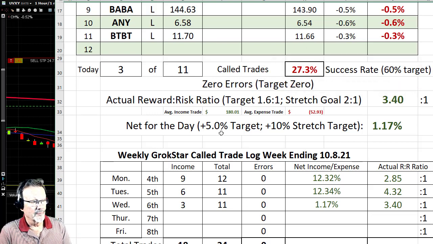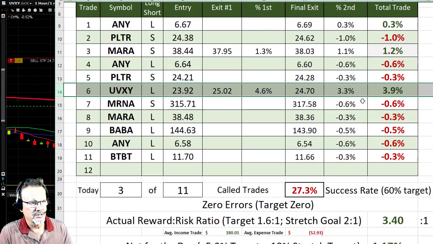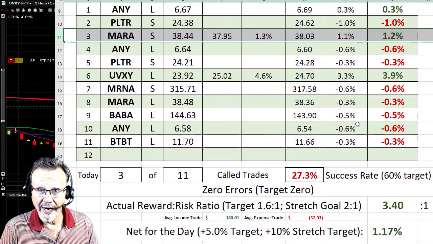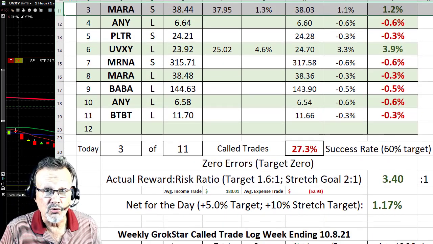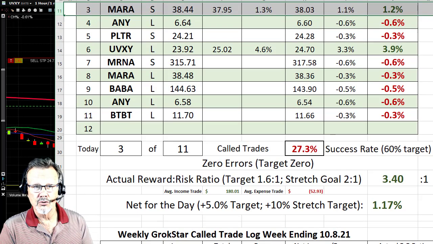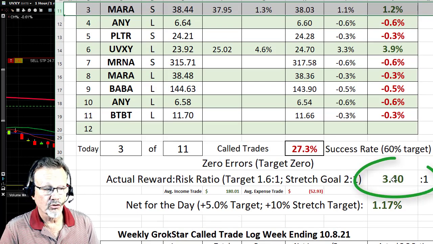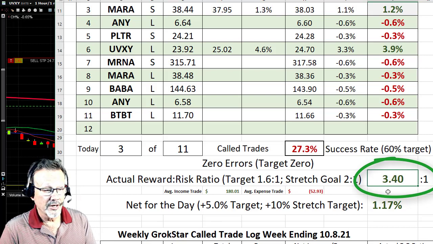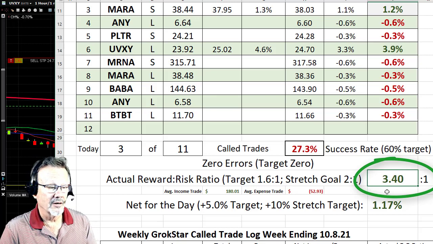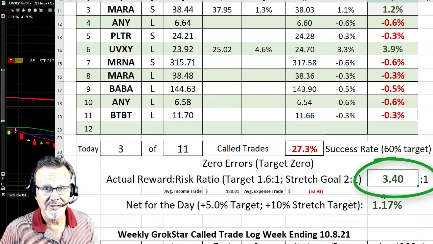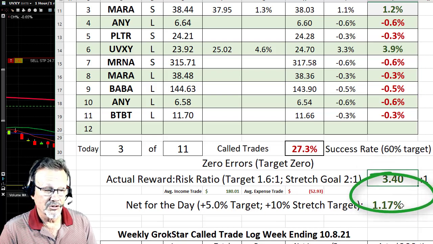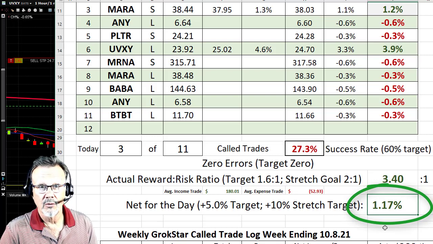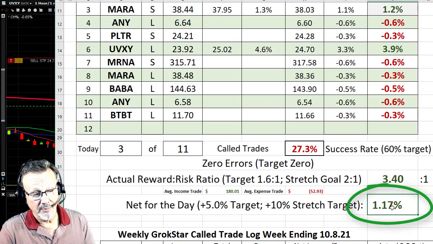Didn't happen today, but because of these 2 big trades that I was able to let run, that 3.9 and this 122, what we call my actual reward risk ratio, that measures whether or not I'm letting my winners run and cutting my losers short. My actual reward risk ratio is at 3.4 to 1, which means for every dollar I lost in my expense trades, on average I made $3.40 in my income trades. So we ended up with just above 1% here for the day, which if you're trading a model portfolio of $10,000 per trade, is about $100.